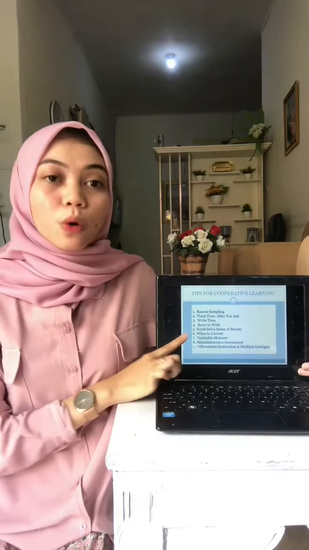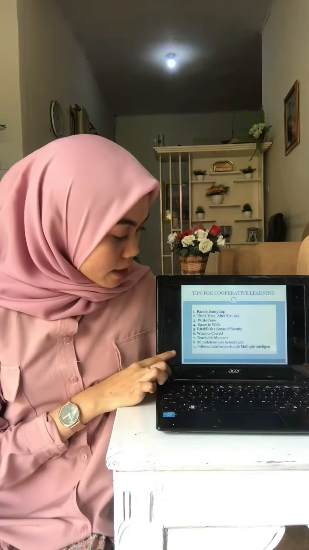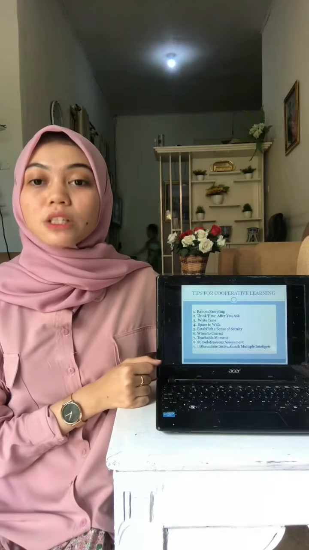Next, space. When arranging your team desks or furniture layout, make sure there is free and open access to every team from every angle. Next, establish a sense of security. If students give a wrong answer, one way we can validate the student is to state the question to which the answer was correct. Next tip is when to correct.